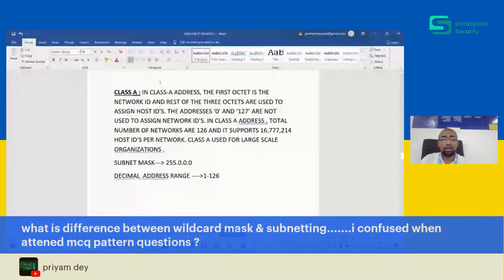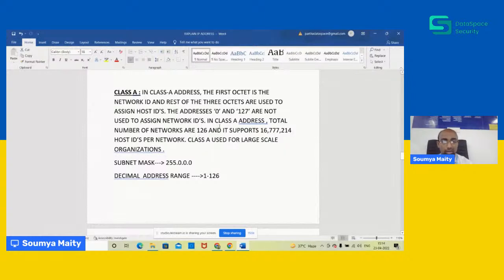In a Class A address, the first octet is the network ID, and the rest of the 3 octets are used to assign the host ID. The addresses 0 and 127 are not used to assign a network ID. In Class A, the Class A range is 0 to 127, meaning 128 addresses. Since 0 and 127 are not used, 128 minus 2 equals 126.